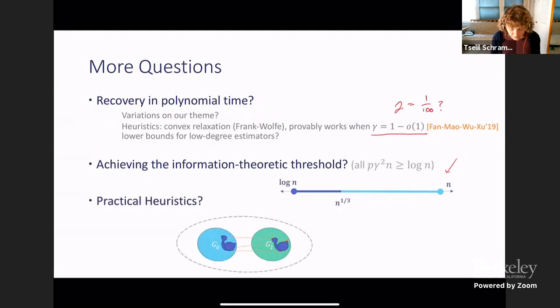And then the last thing is, can you take our subgraph counting approach and come up with practical heuristics based on this approach that will work not only in average case instances, but in other graphs as well? I think that's a really nice direction for future research.